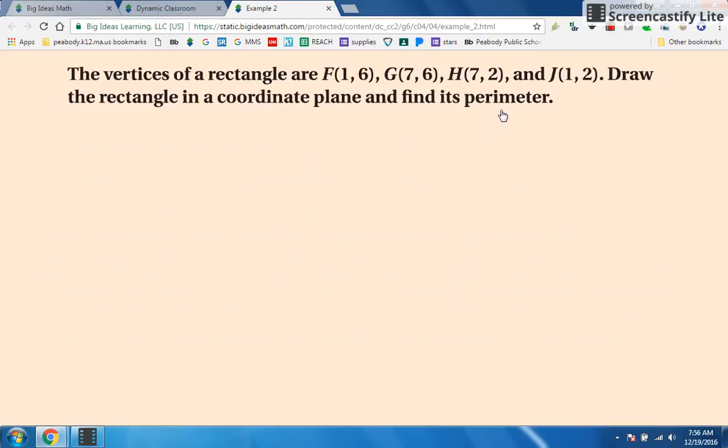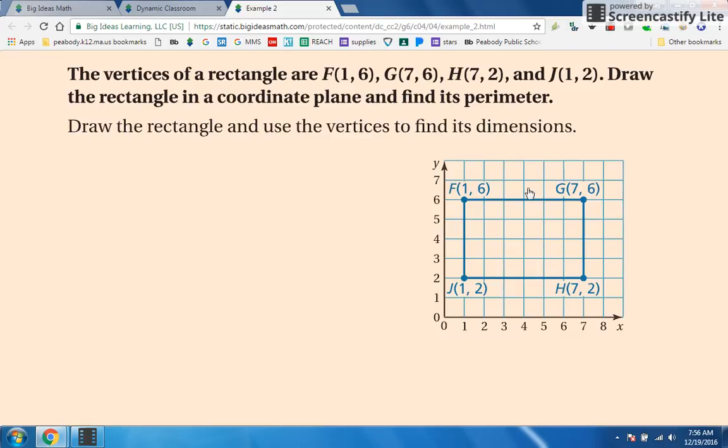For this one, they're giving you the same thing. On a coordinate plane, they want you to plot these points, draw the rectangle, and then find the perimeter. The picture's already here for you. They plotted all the points. And if you remember from the notes, in order to find the perimeter, you add all of the sides together. We're not doing area this time, we're doing perimeter. So you have to add up all the sides. First you have to figure out what those are.